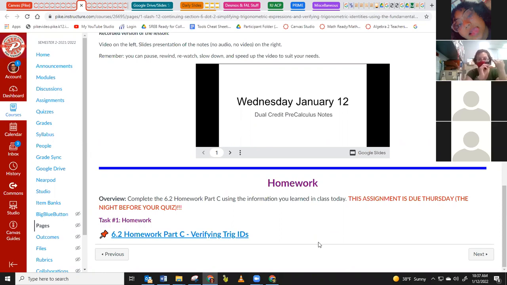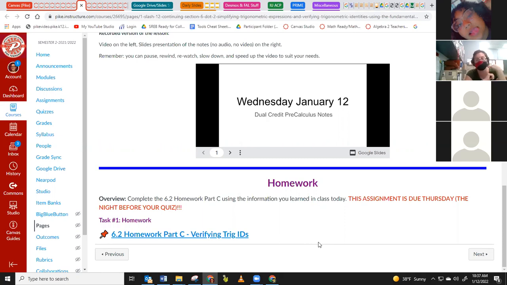You are going to need your Pythagorean identities, your reciprocal identities, and you are going to need your tangent and cotangent identities. Make sure you look back in the notes for all those different types of identities. We've talked about tangent and cotangent quite a bit. We've talked about reciprocal quite a bit. We've talked about one of the Pythagorean identities quite a bit. There are two other Pythagorean identities that you should go back and look at and write down.